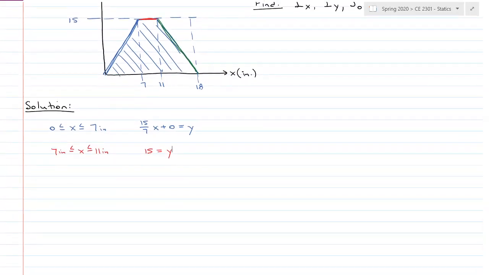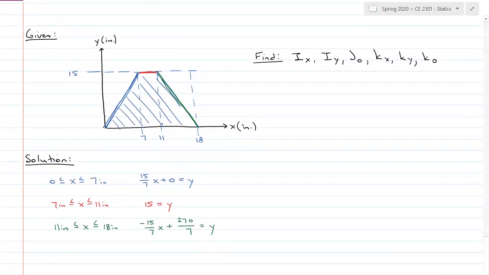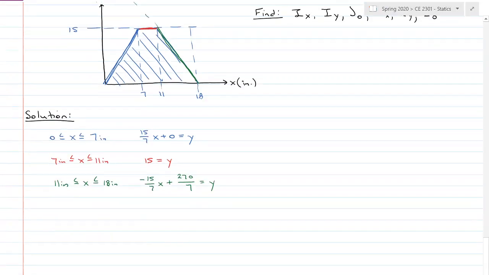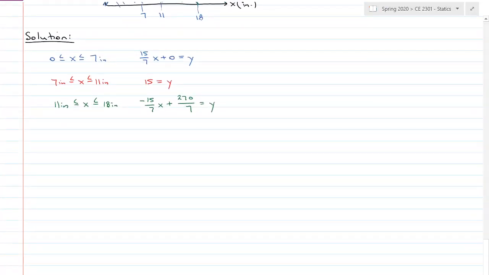And then my last one goes from 11 inches less than or equal to x less than or equal to 18 inches. And it is going to be negative 15 over 7x, and its y-intercept, if we take it all the way up there, is 270 over 7. And it's equal to y. Remember, that's if we take this all the way back up here. That's where it's going to cross. All right. Now let's plug it into equations.